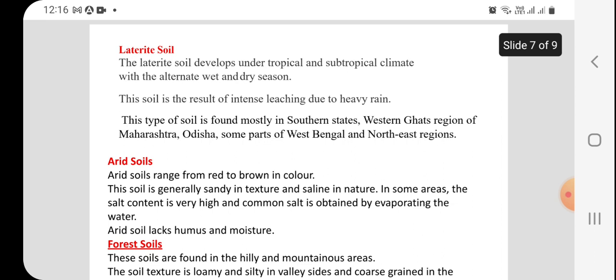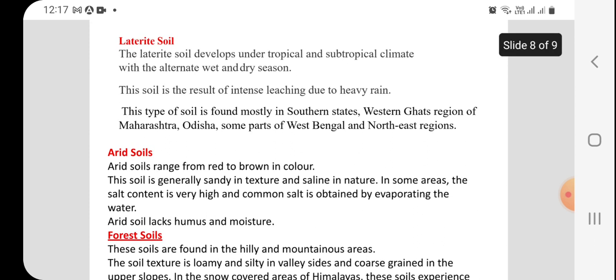Laterite soils are more common in mountainous regions, like the southern part of India, the Western Ghat and Eastern Ghat. These areas get more rainfall and have more moisture. Leaching of the soil is what comes under laterite soil. This soil results from intense leaching due to heavy rain. This type of soil is found mostly in the southern states, the Western Ghat regions of Maharashtra, Orissa, some parts of West Bengal and the northeastern region.